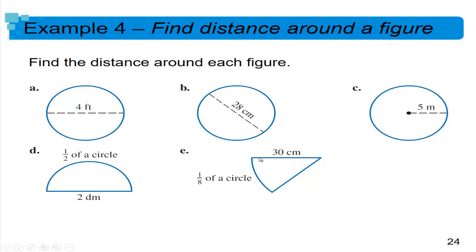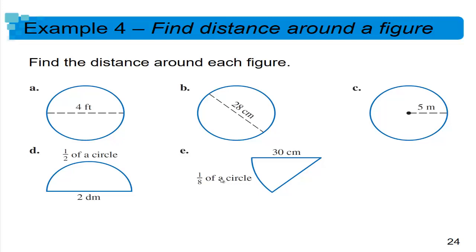And then the same thing here, right? The entire circle would be 30, this is just the radius, times 2, which would be 60, times pi. But since this is 1/8 of it, you would just take that and divide it by 8. So 60 divided by 8 pi, which would reduce to 30 over 4, or 15 over 2. So it'd be 15 halves, or 7.5 pi, right?